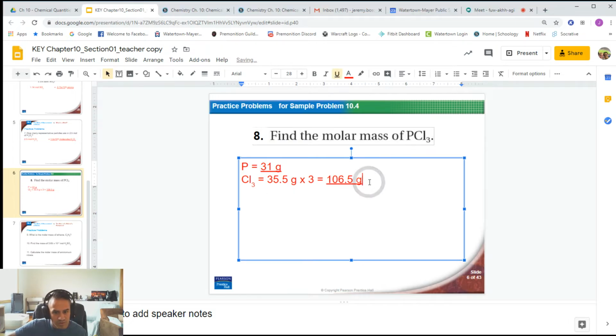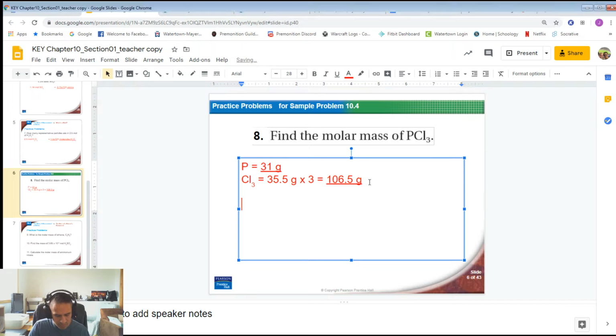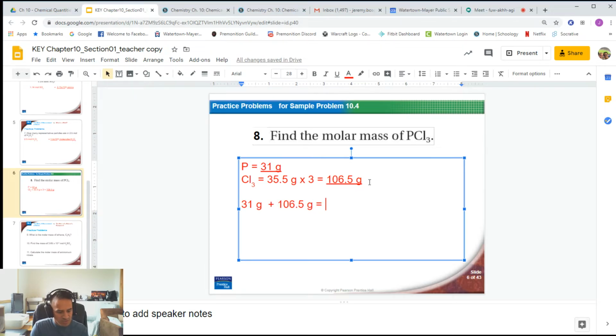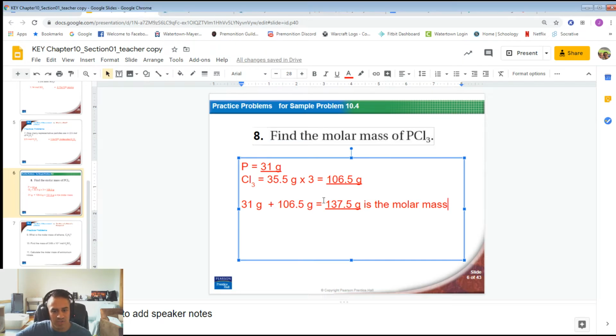And then we are going to take these two and add them together. So 31 grams plus 106.5 grams equals, and this will tell us our molar mass. So I get 137.5 grams is the molar mass. Okay, so all we're doing is simply adding together masses on the periodic table to get our molar mass for the compound. Super, super simple.